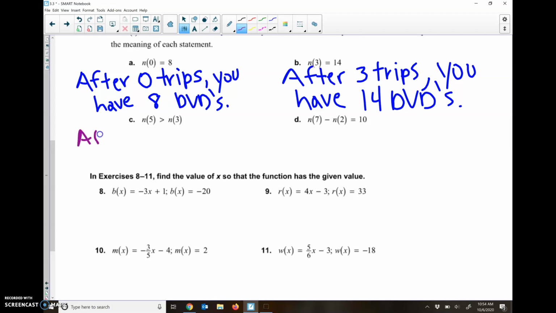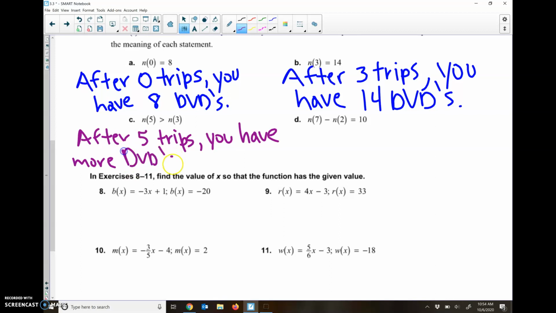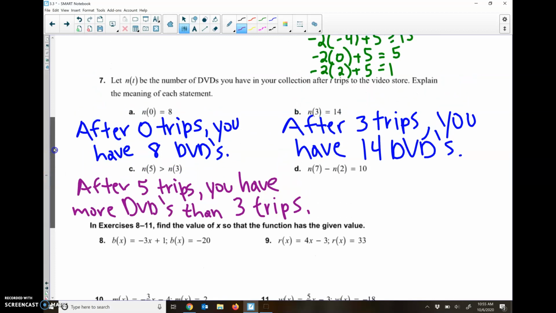So after 5 trips, you have more DVDs than 3 trips. Okay, so you might have some conditional statements like that that ask you to write it. So again, make sure you're reading the directions there.